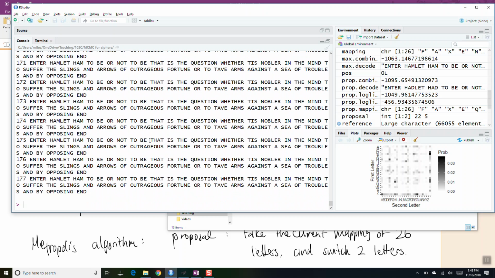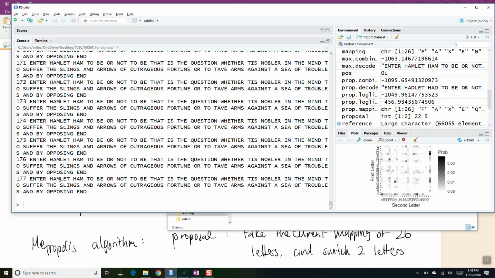And basically after 177 changes, okay, so we probably had to sample a lot more, but 177 changes are accepted things. We're at a point where I would say we've successfully decoded the cipher.